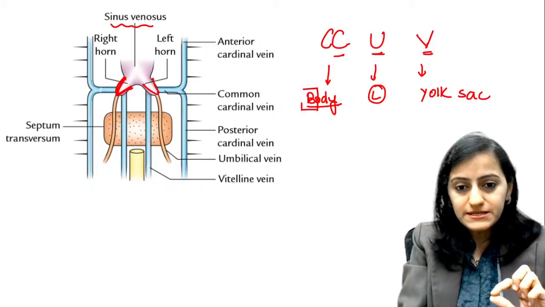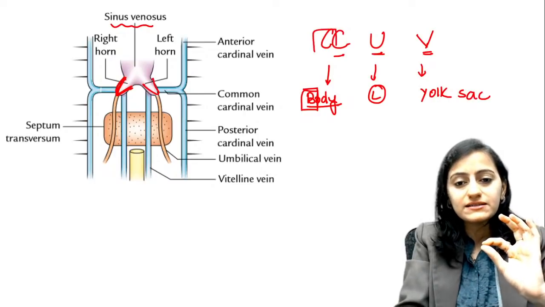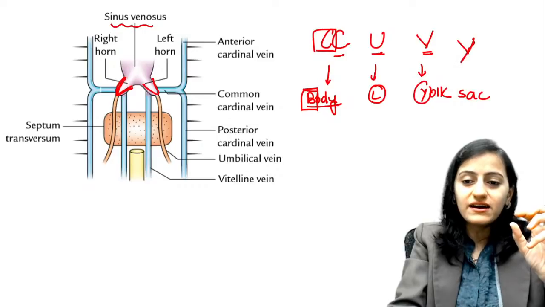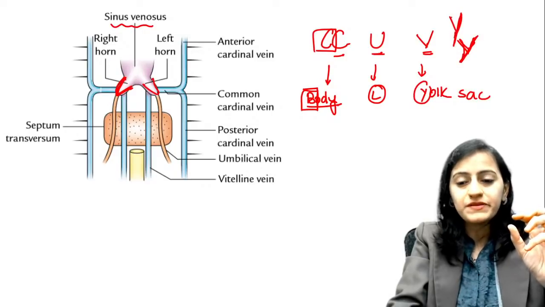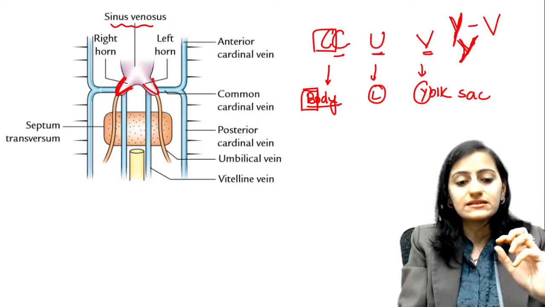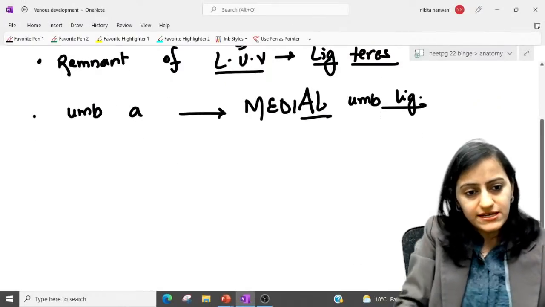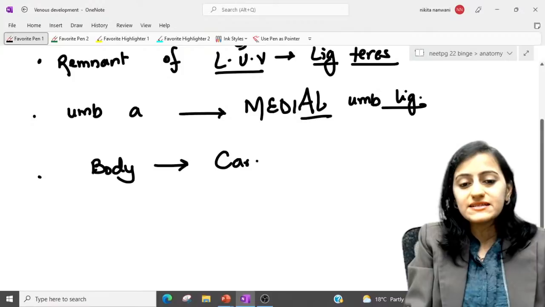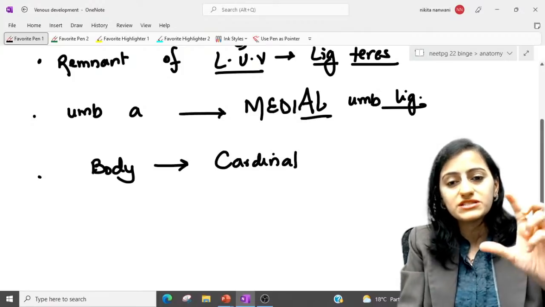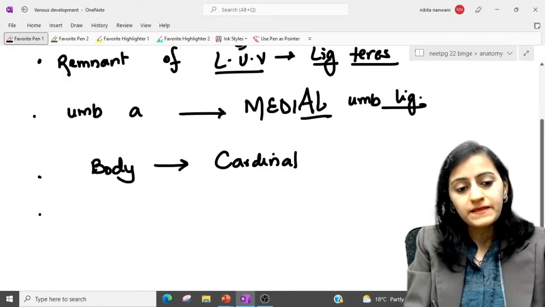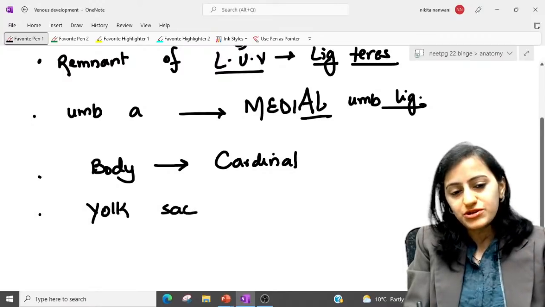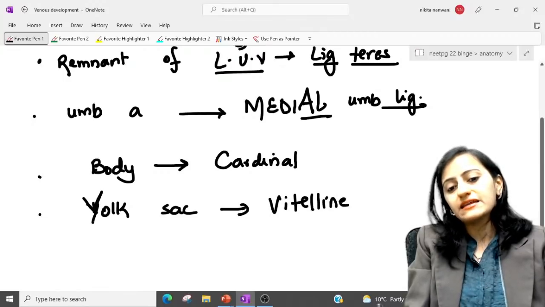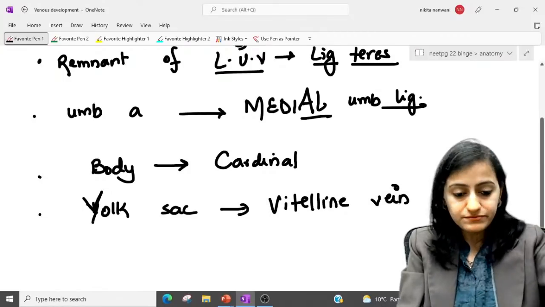So remember, from the body, after B comes C, it is the cardinal vein. From the yolk sac, V and Y are very similar, right? So from the yolk sac, it is the vitelline vein. The next point to be remembered, from the body wall, it is the cardinal veins. You have anterior, posterior, and they join to form the common cardinal. From the yolk sac, the venous drainage is the vitelline vein.